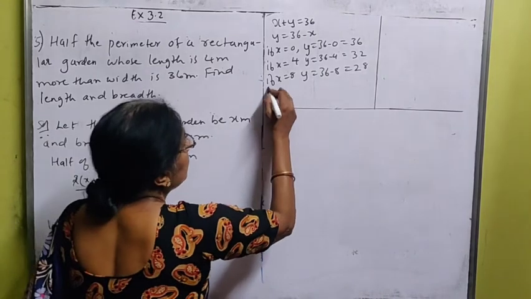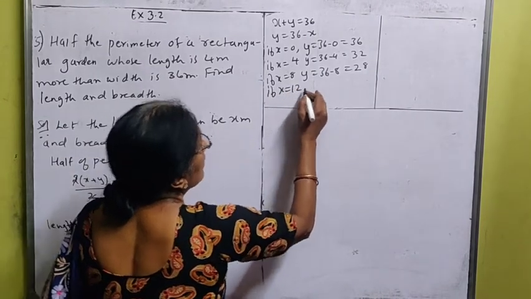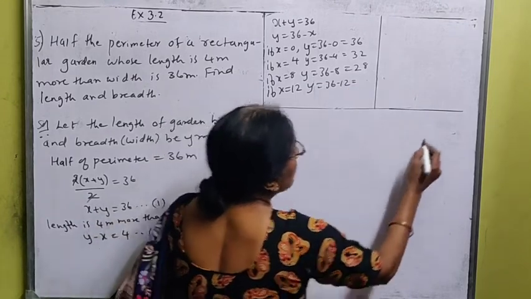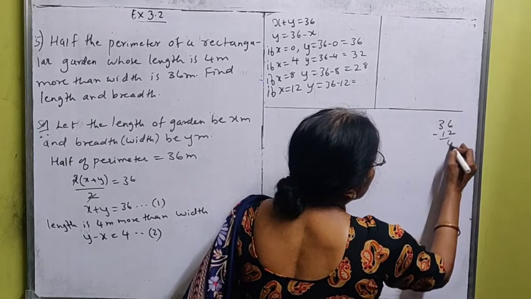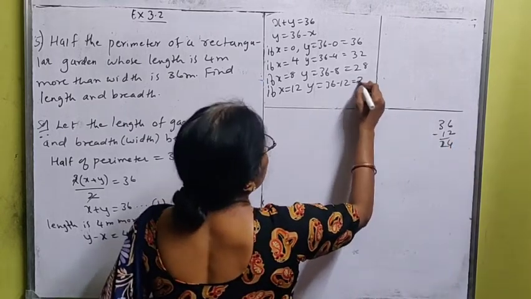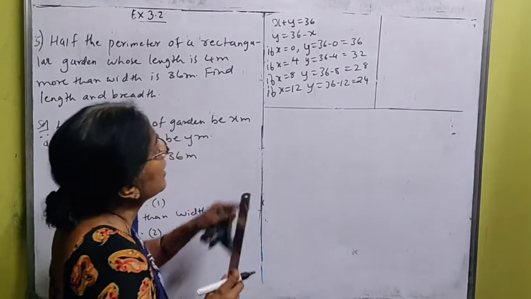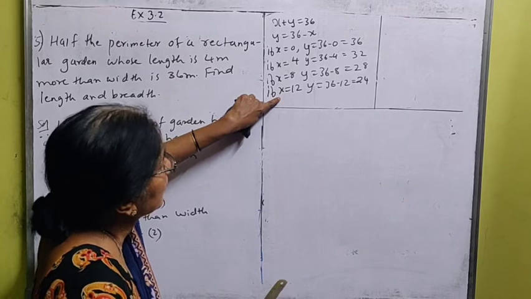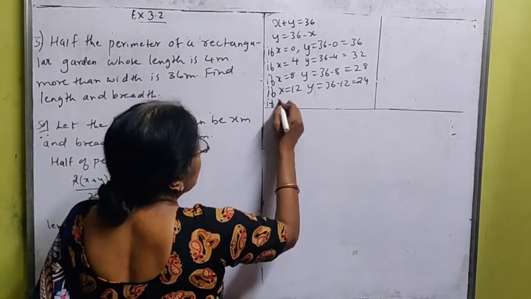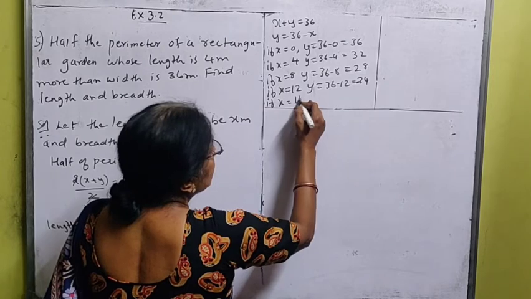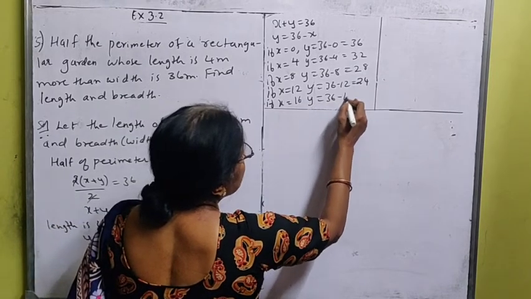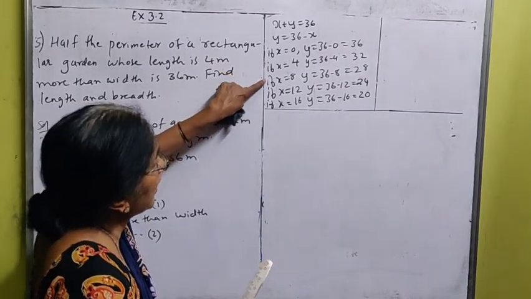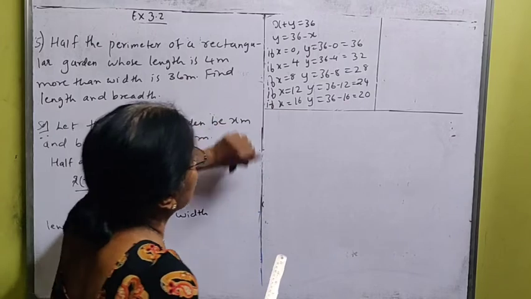Then if x is equal to 12, y is equal to 36 minus 12, which is 24. Then if x is equal to 16, y is equal to 36 minus 16, that is 20. So we have taken the values 0, 4, 8, 12 and 16.